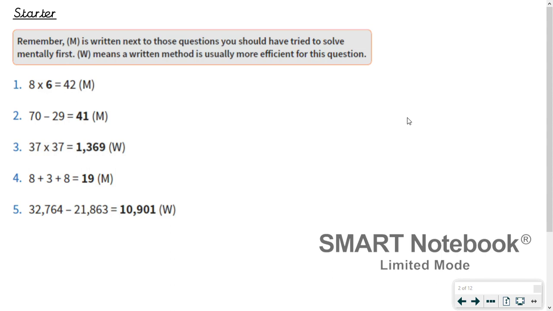Next one, 37 times 37. I don't know my 37 times table that well. Don't know if you guys do. So I did it as a written method. So you do your short or long multiplication, whichever one you want to use.